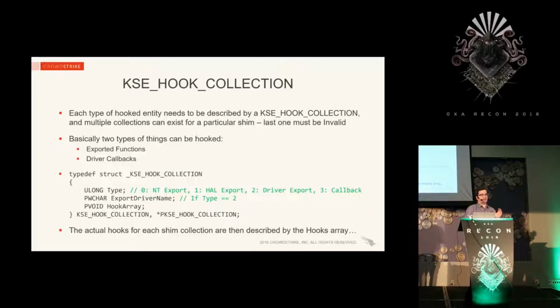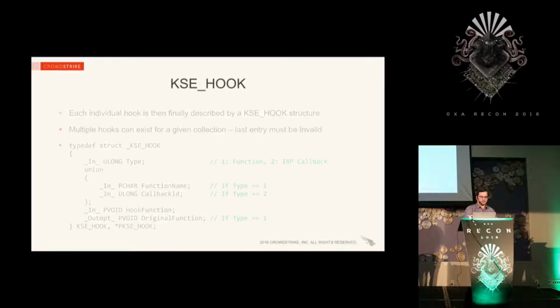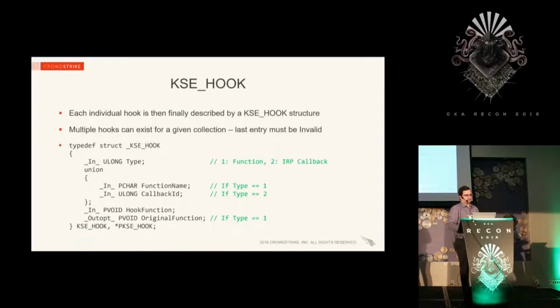You now have to go and actually define the hooks that make up this collection. So that's now with another structure. And kind of repeatedly, that structure has its own type, 1 for function or 2 for callback. If this is a function, you have to give it the function name that you're hooking. If this is an IRP callback, you give it a callback ID. I'm going to see what the callback IDs match up to.